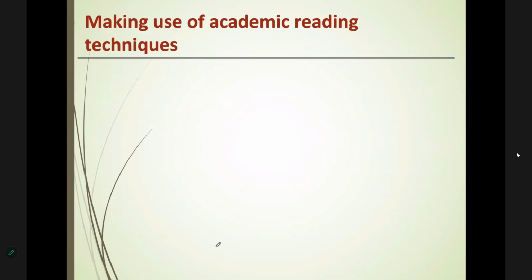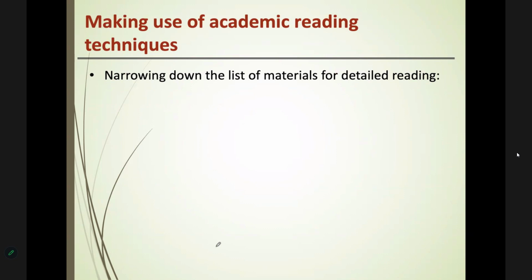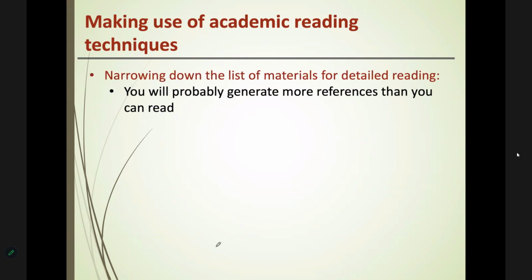Okay, and then you make use of academic reading techniques, right? How do you do that? You first narrow down the list of materials for detailed reading, because as I mentioned, you don't have to read everything from the beginning. So soon after you download a paper, don't start reading from top to bottom, right? There are techniques that you can use in order to narrow down your reading, so you can probably generate more references that you can read.